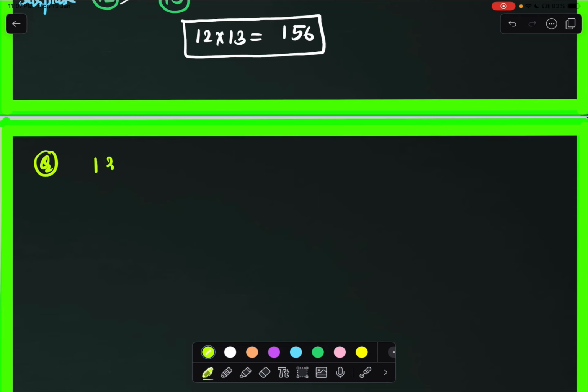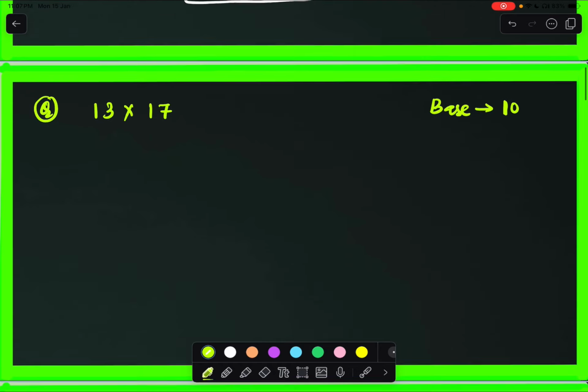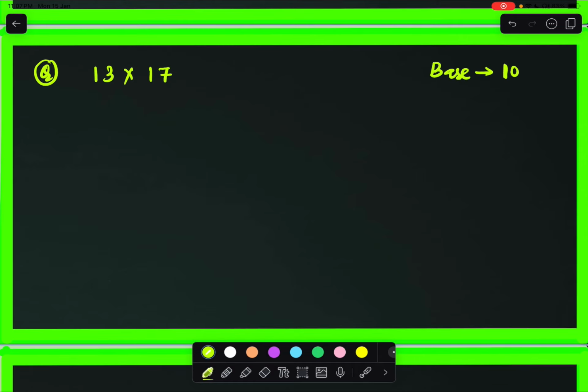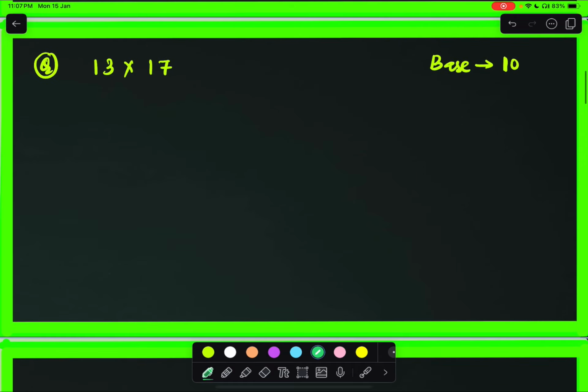So 13 times 17, how do we get it? Here also I am taking base value 10 only. First of all, we are doing numbers very close to the standard base. Convertible base type numbers we'll do in the next lecture. So 13 times 17, how to do it?